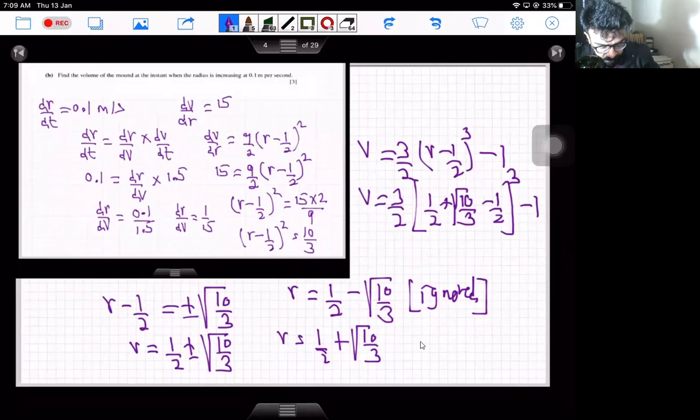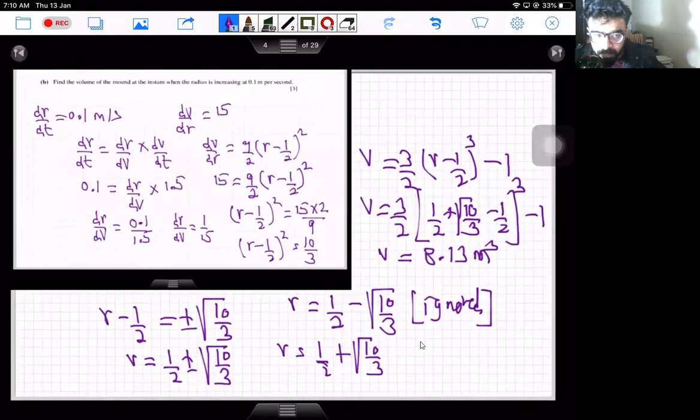This is 8.1287. Correct to 3 significant figures, the value of volume is 8.13 meter cube. This is supposed to be our final answer to part B. This was question number 9.